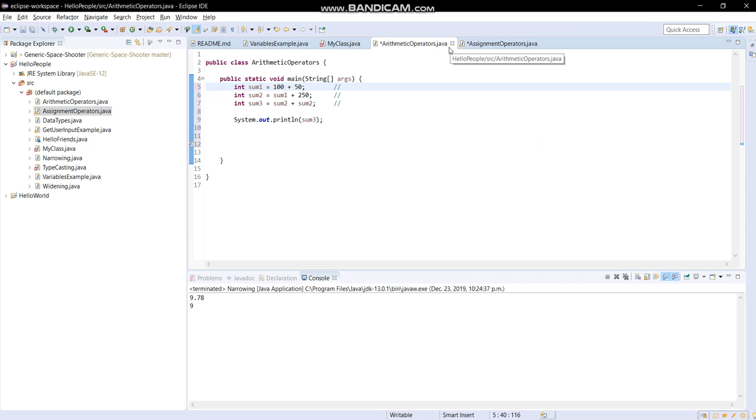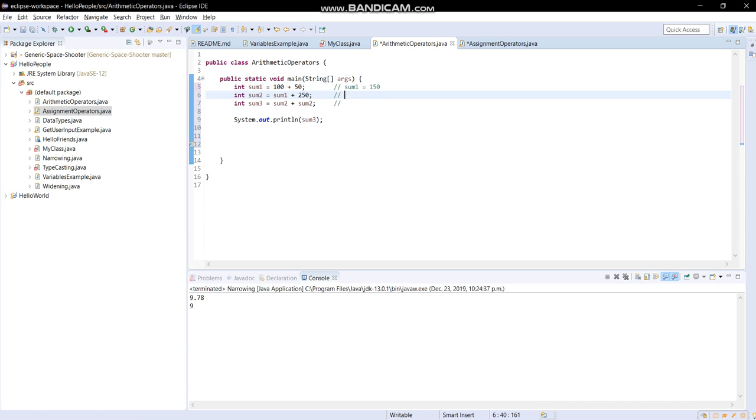So the first one here, we're talking about arithmetic operators. If you can see, there's the addition sign used in this example. What I'm going to be doing is going through and figuring out what this example is exactly telling me in plain English. So basically this says int sum1 equals 100 plus 50. That means that sum1 would equal 150 on this line.